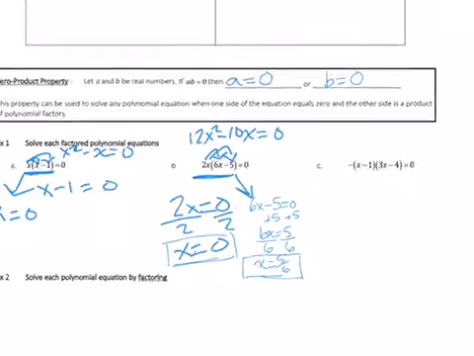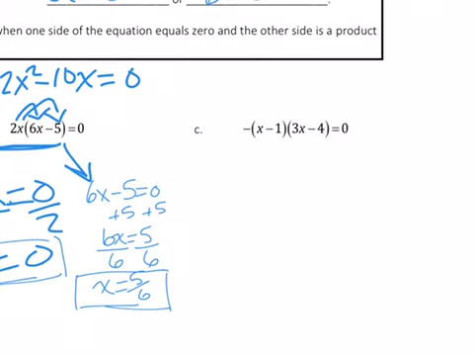How about this last one? C. I've got a negative times the binomial x minus 1 and the binomial 3x minus 4. Okay? Here's what I want you guys to do. This right here, this negative sign, that is the greatest common factor of this problem. That is a negative 1 that they took out, and that is in front of both of those binomials. It is the greatest common factor. Right now, what we're going to do is ignore it.